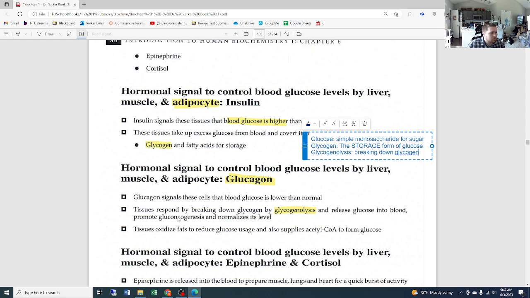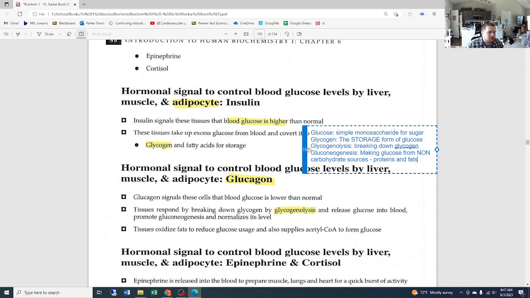It also promotes gluconeogenesis. Gluconeogenesis. Glucose, new, genesis, create. So creation of new glucose. So the definition of this word is making glucose from non-carbohydrate sources. So things like proteins and fats. Okay. And this is important because our body can only use glucose. It needs glucose in order to function. So the way that it gets around that is that it can take those proteins and those fats and convert them into glucose. Okay? That gluconeogenesis primarily is going to be happening in the liver. Okay? The liver is going to be really, really important for a lot of this.